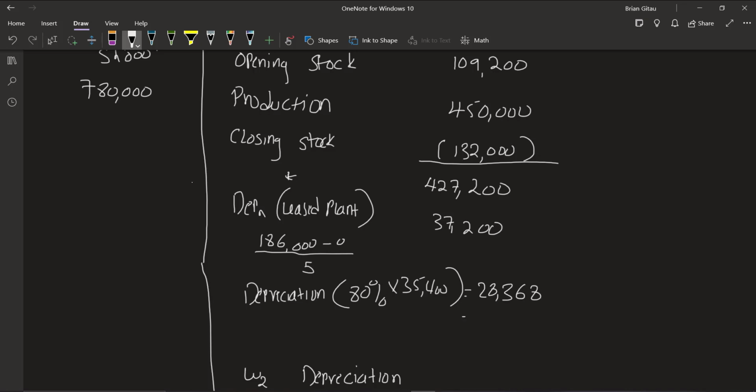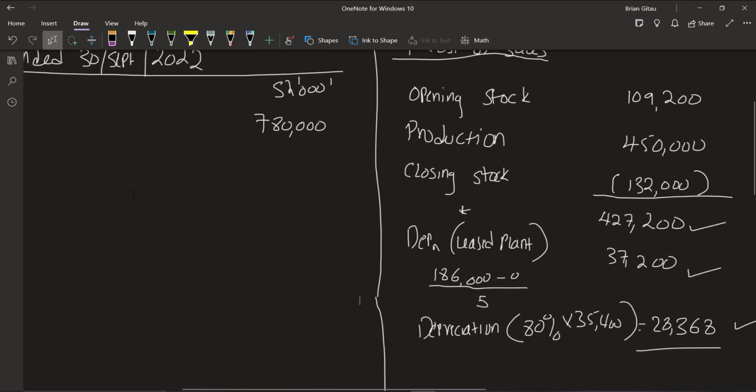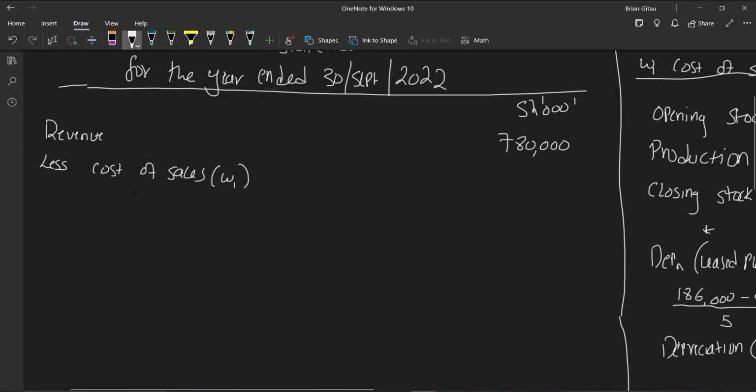Now we can get our total figure for cost of sales. We start with 427,200 plus 37,200 plus 28,368. That is giving us 492,768. That is our figure for cost of sales. We less that and get the gross profit.